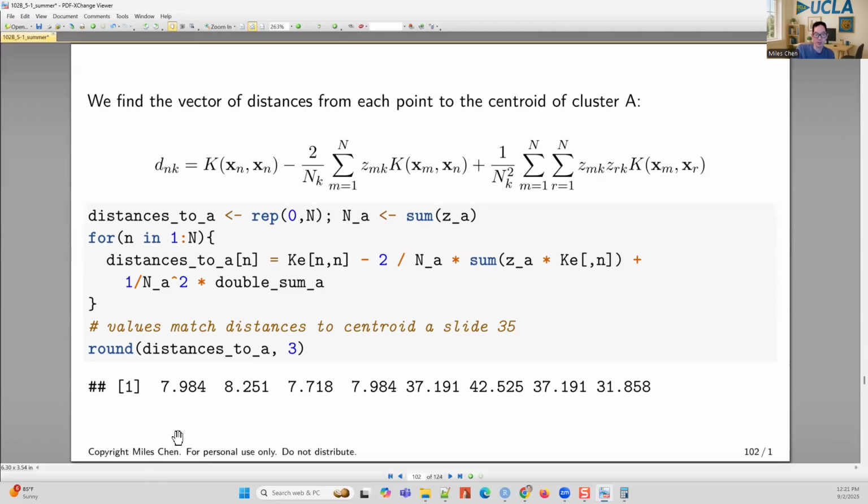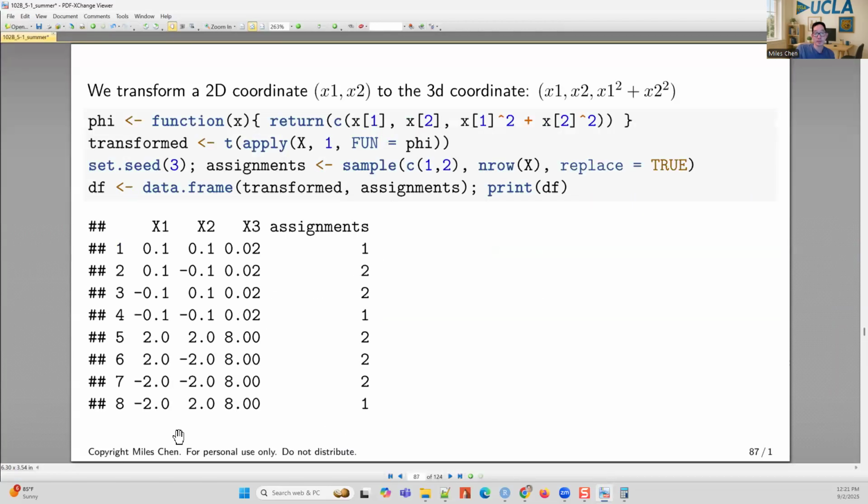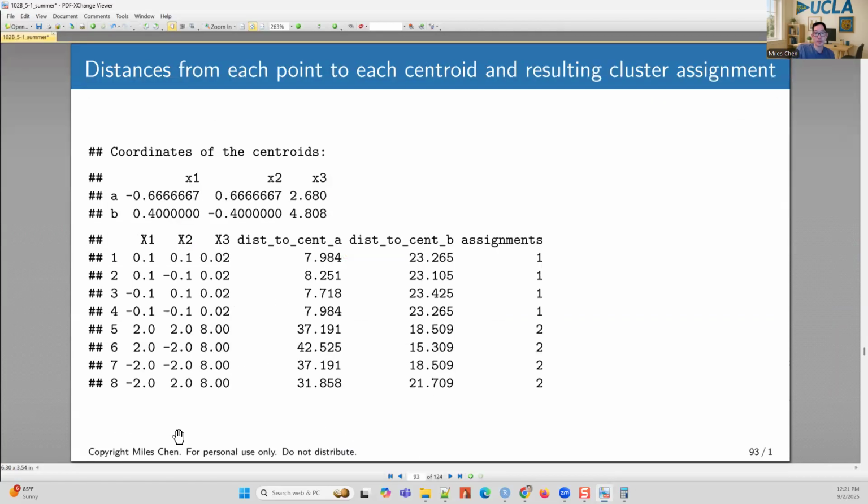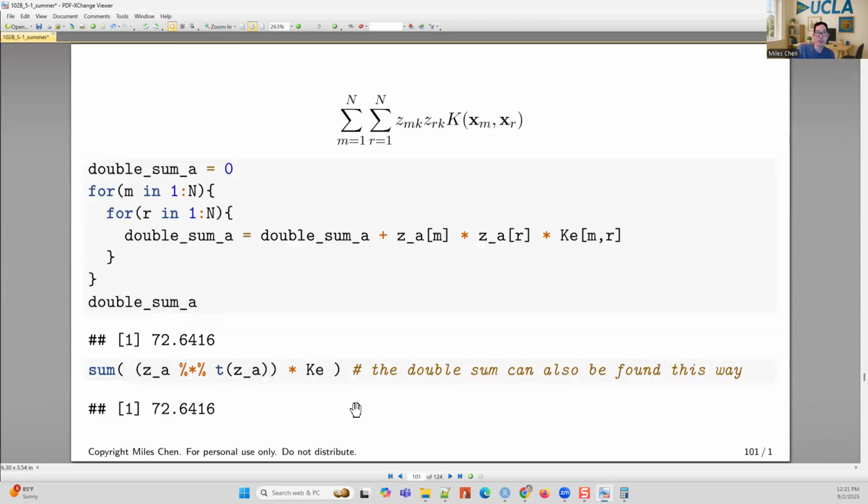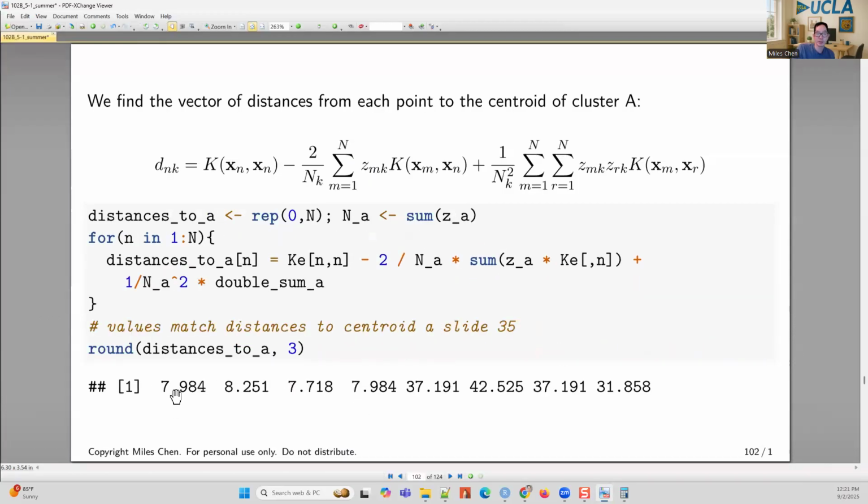It's not slide 35, but if I go back, where did they go? Okay, so slide 93, when we calculated the distance to the centroid of cluster A, we have 7.984, 8.251, 7.718, all the way down to 31.858. And we have those same values here, 7.984, 8.251, 7.718, all the way up to 31.858.